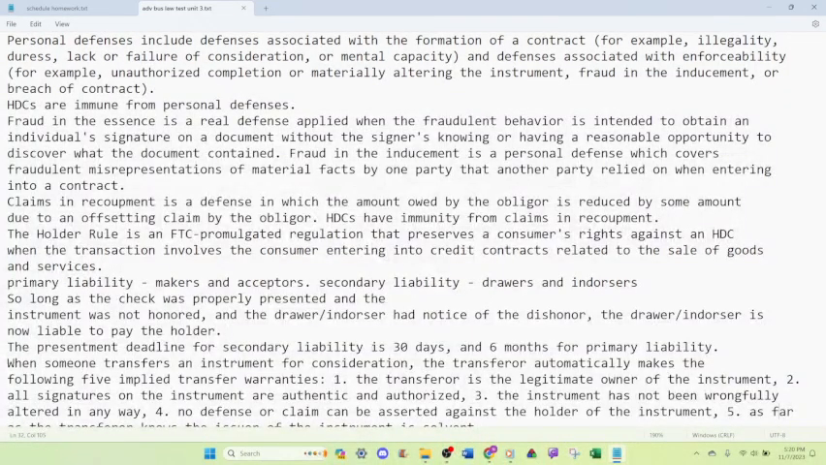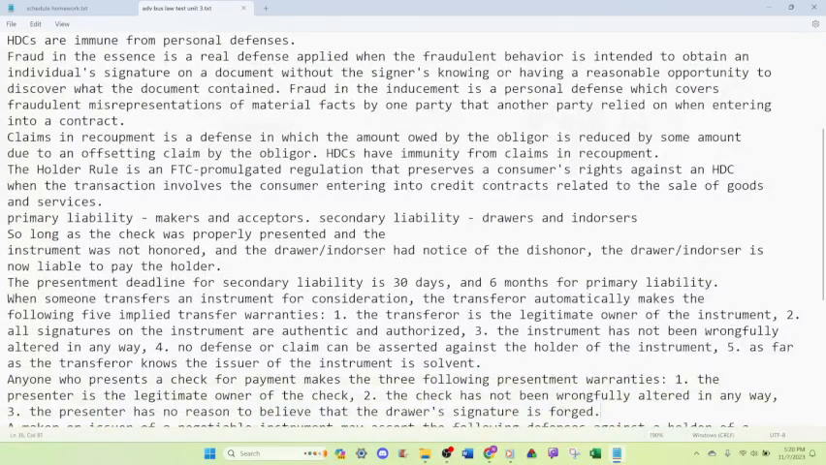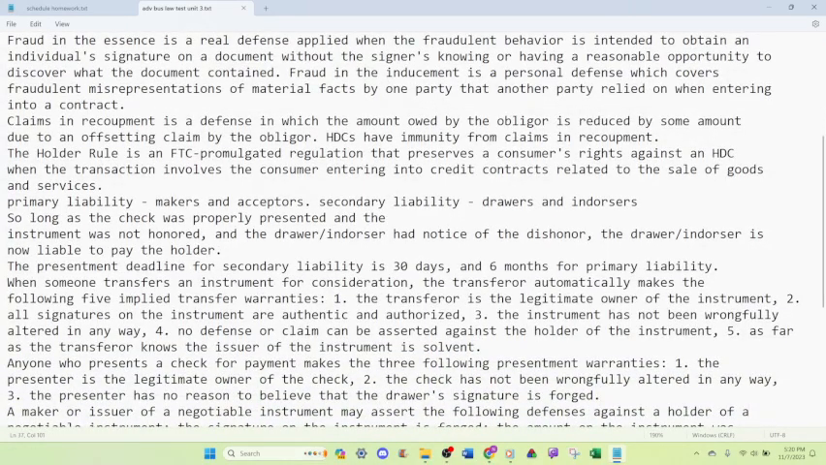Fraud in the inducement or breach of contract. HDCs are immune from personal defenses. Fraud in the essence is a real defense applied when a fraudulent behavior is intended to obtain an individual's signature on a document without the signer knowing or having a reasonable opportunity to discover what the document contains.